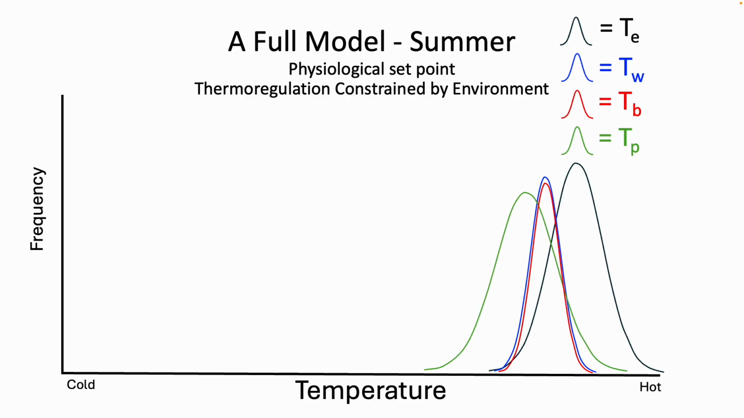under different levels of the fullness of the model? No abilities to thermoregulate and no physiological set point; a physiological set point without the ability to thermoregulate; a physiological set point with the ability to thermoregulate, but that is constrained in various ways by the environment that you find yourself in. And I think if you approach it that way, you might find it easier to think about the results that you're seeing.